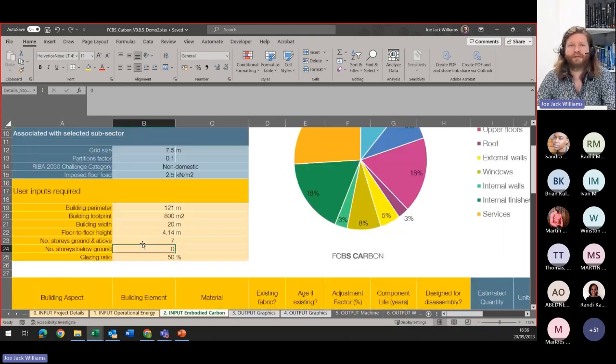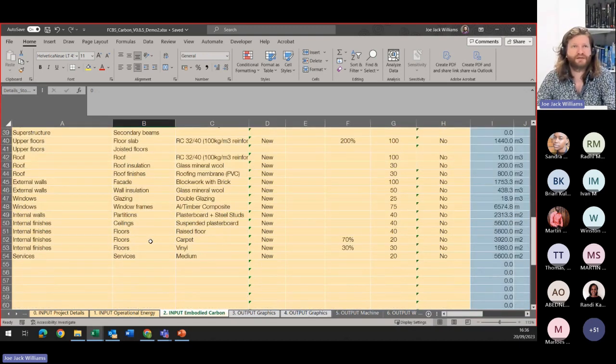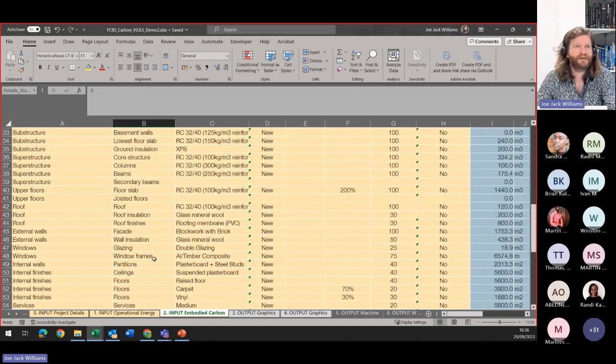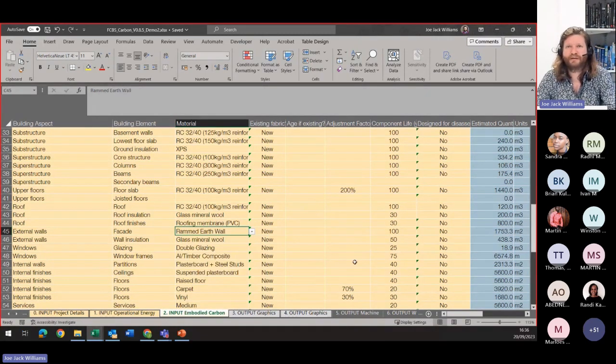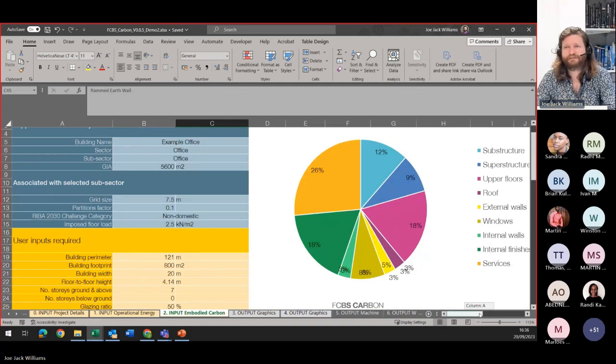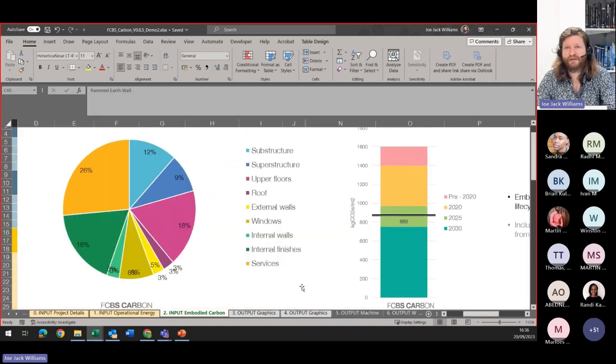I think that's 84. And you can start to change materials. So maybe you want to change the materials. We do have some of the materials in here. Let's have a little look for external walls. Maybe you want to choose. So I put some really low carbon ones in here this morning. I put a rammed earth wall in. I'm not sure you could do a 7-story rammed earth wall, but what will happen? You can see it comes down quite a bit.